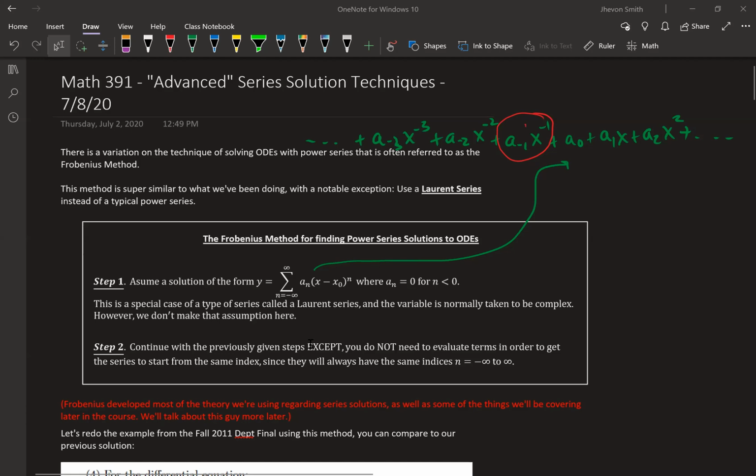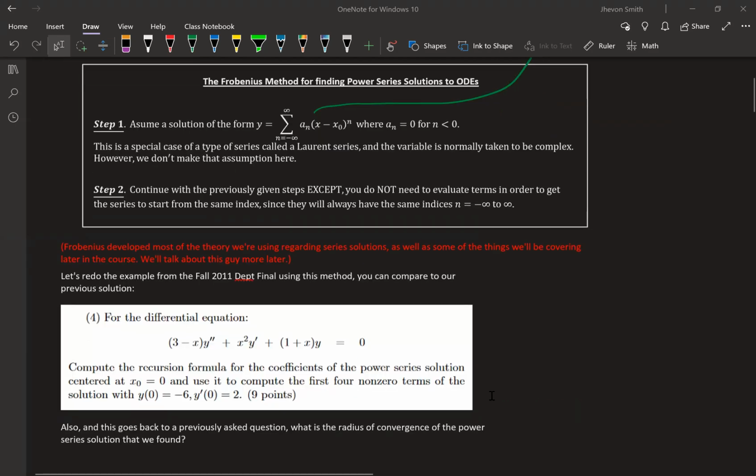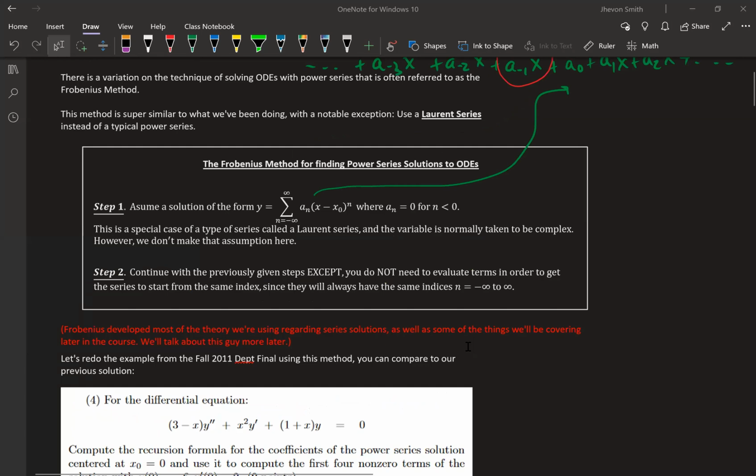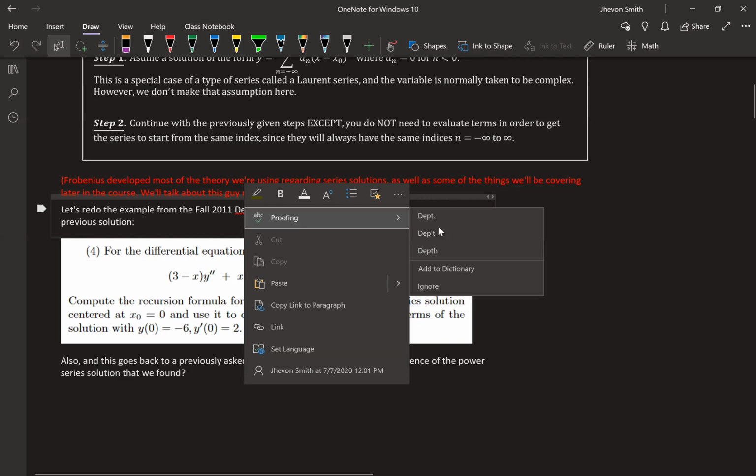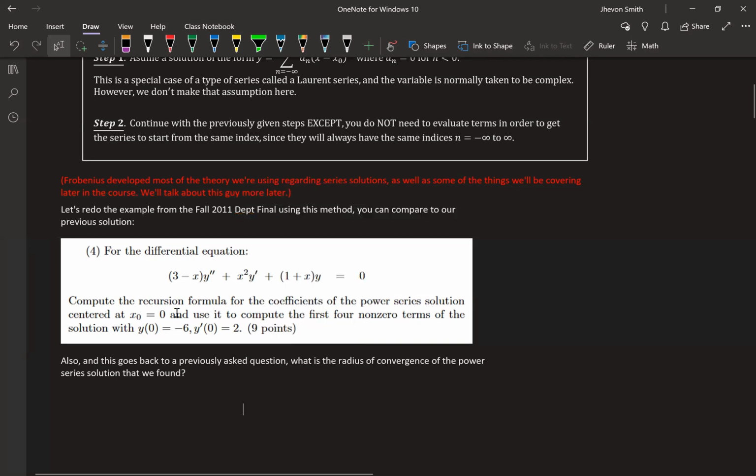Now, here's what we can do. We can continue as previously, except you do not need to adjust terms in order to get the series to start from the same index, because I'm going off to negative infinity. Whether I start 1 step ahead or 2 steps ahead is irrelevant; that just means you're 2 steps further into negative infinity. It does not make a difference. So by thinking of my lower bound for the series as going off to negative infinity, I can shift things around at will and never have to worry about correcting the index. In some sense, I can even just ignore the indexes altogether. So let me show you what this would look like with the example from the final, where we don't have to worry about the indexes.